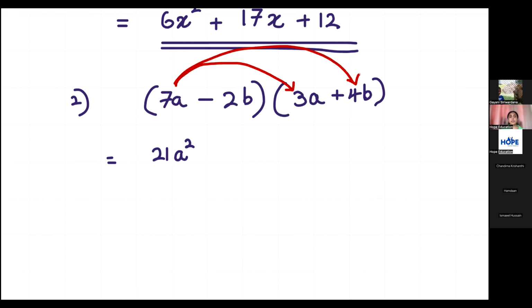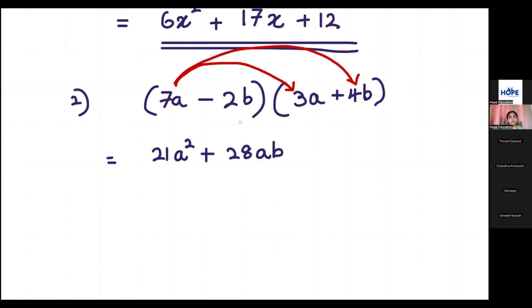Let's see. 7 multiplied by 4 is 28. Here there is A, here there is B. A multiplied by B is AB. Here there is plus. Here also there is plus. Plus times plus, answer also gets plus. Okay. Then 7A is done. Then the 2B.